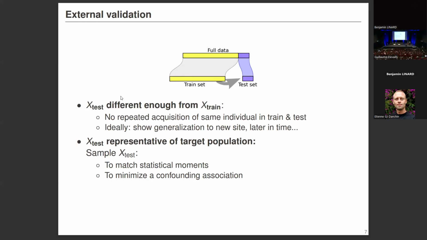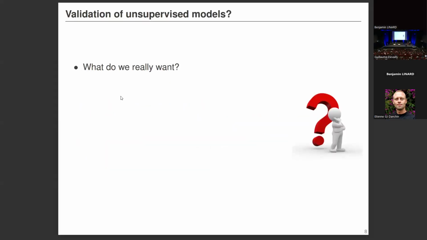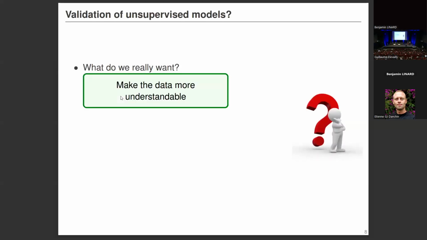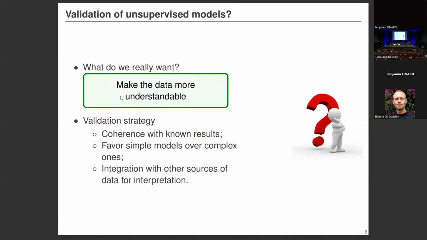Okay, so I've spoken about supervised learning. In terms of unsupervised models, it's a bit more complicated. And we typically go back to, okay, what do we really want from these models? Typically with unsupervised models, we want to make the data more understandable. And this is when the validation strategy becomes very linked to what we want. You can favor simple models over complex ones. You want your models to be coherent with known results. And another way to validate is just to integrate your model with other sources of data to make sure that they make sense. So it's a bit more handy.